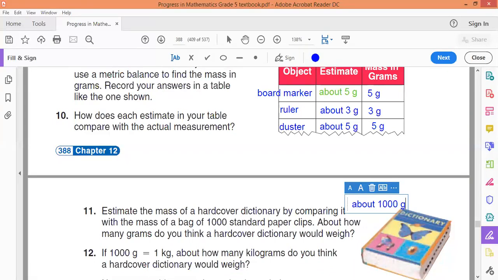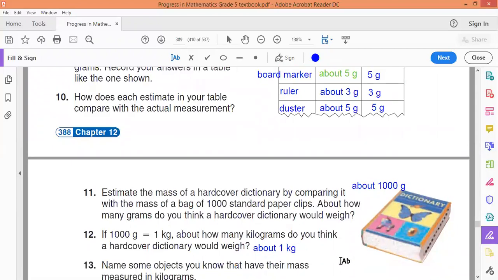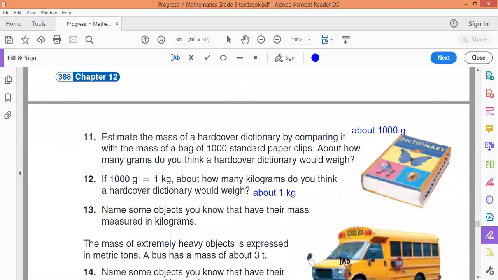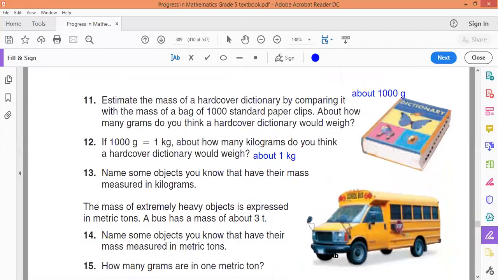Question number 12. If 1,000 grams is equal to 1 kilogram, about how many kilograms do you think a hardcover dictionary would weigh? About 1 kilogram. They just ask like this. I think it is more. No. They ask kilograms, how many grams, like this. Name some objects in the same time.